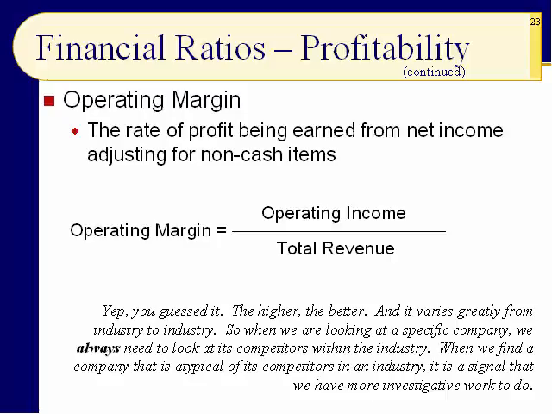And as we say at the bottom of the slide here on slide 23, the higher the better. It varies greatly from industry to industry. So when we're looking at a specific company, we always need to look at its competitors within the industry, just as we did with the price to earnings ratio in the previous presentation. When we find a company that is atypical of its competitors in an industry, it's not, hooray, we found it. This is the reason we're going to buy it or sell it. No, it's a signal that we have more investigative work to do. Are you with me? Okay.